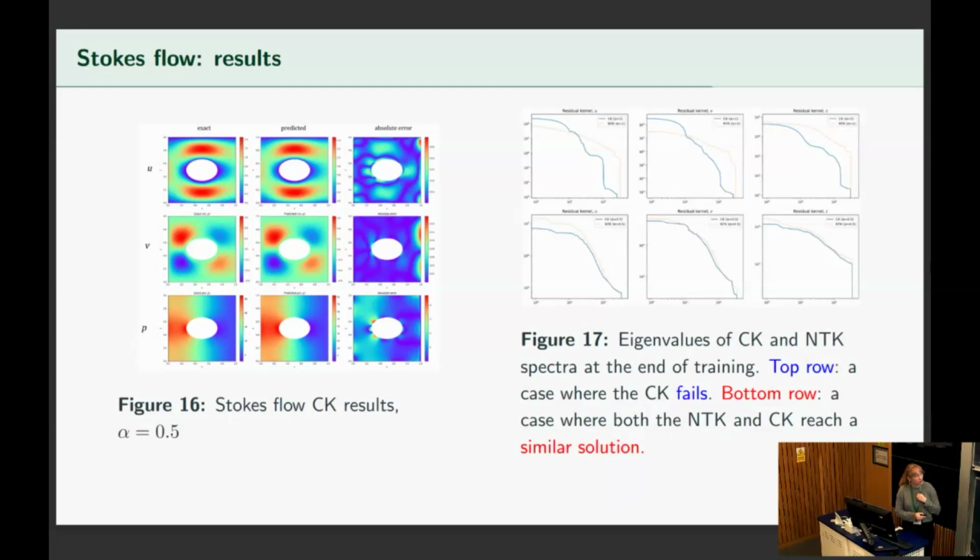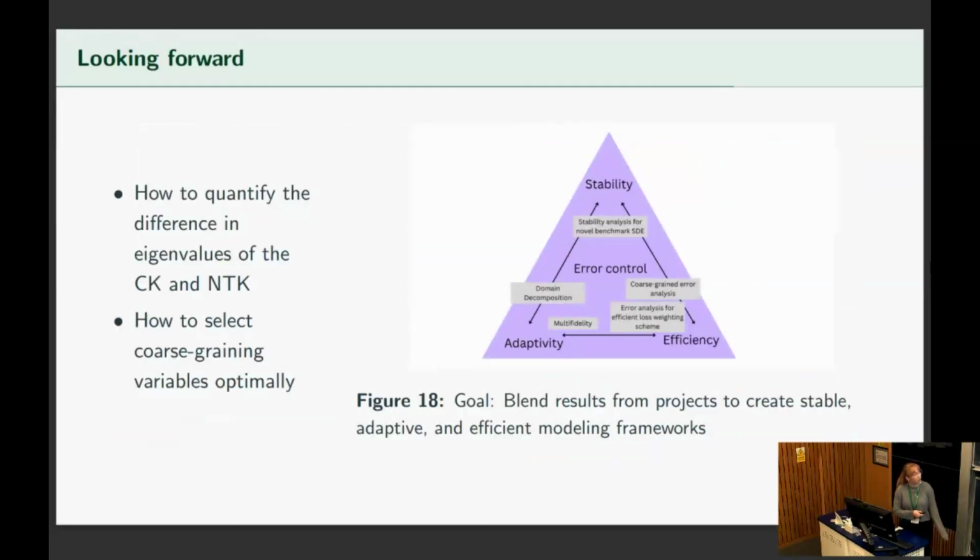And the CK is not always perfect. So in cases where the CK doesn't allow the network to train, the eigenvalues differ greatly in shape. And so this is a piece of this work that we're still working on, trying to quantify the difference in eigenvalues in cases when a network trains versus when it doesn't train. And I'd be happy to talk about that more later, but for now I will wrap up.